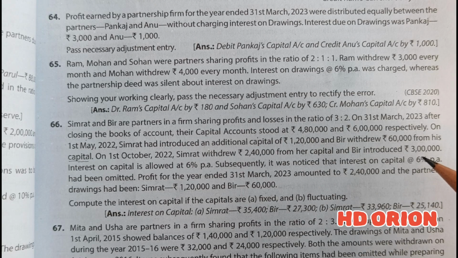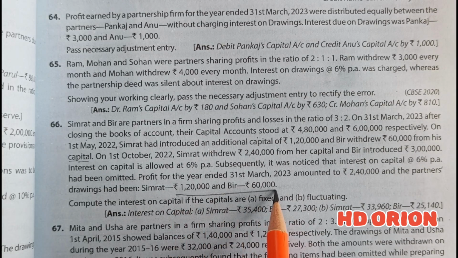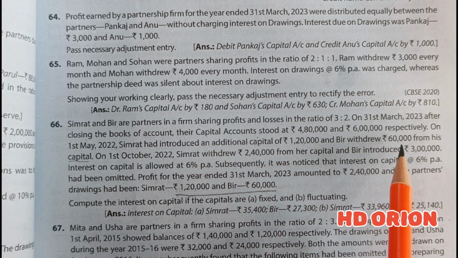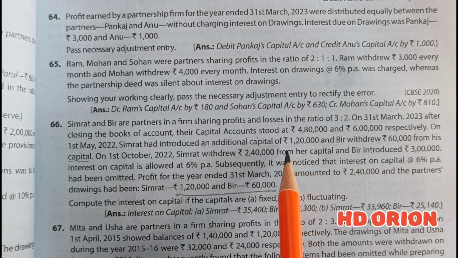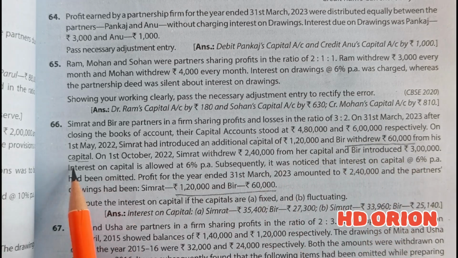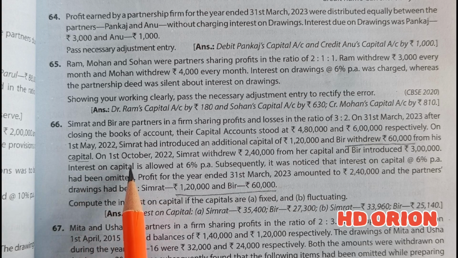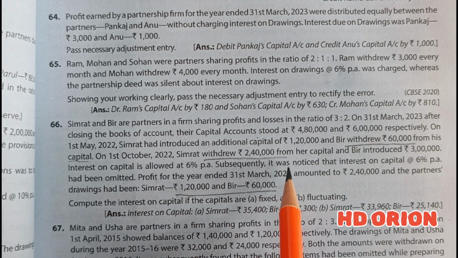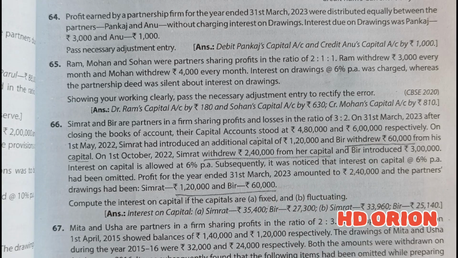One of the drawings is out of capital, and the other drawings, which is given at the end, is drawings out of profit. So whenever we are calculating interest on capital, we have to take into consideration those drawings and additional capital, especially those drawings which are withdrawn out of capital. See here, Beer has withdrawn out of his capital. At the same time, Simrat has also withdrawn rupees 2,40,000 out of her capital. It is mentioned in the question.